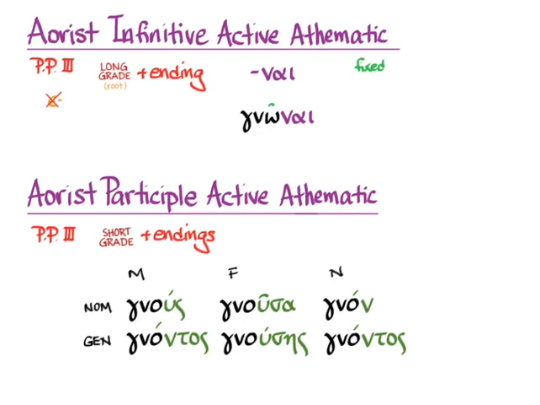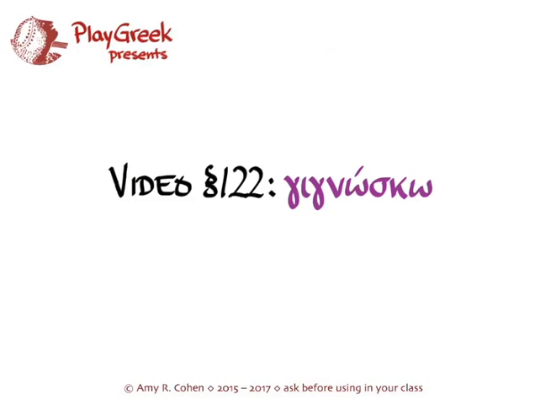And although that was brief, that really covers all you need to know about the athematic forms in the aorist of gignosco. So do your drills and practice, and I don't think you'll have much trouble recognizing these at all.